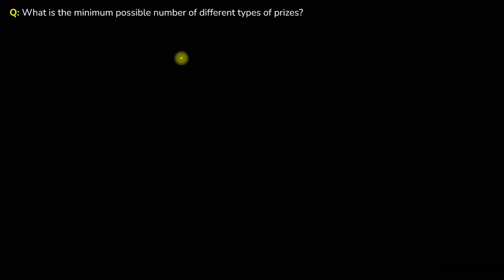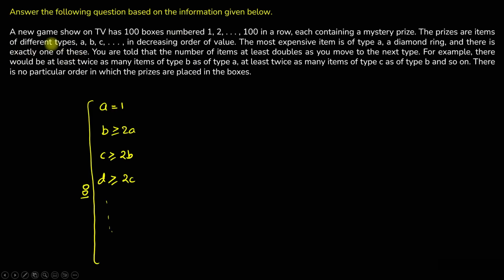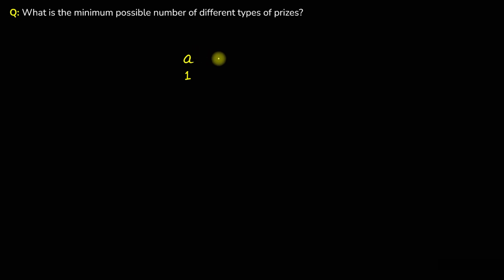The first question is we have to minimize the possible number of different prizes. So to minimize the possible number of different types, we will try to take the maximum possible items of each type. If we want to minimize the number of types, then for every type we take as many prizes or items as possible. So for type A, it's given that there is exactly one of these, so we cannot maximize or minimize this. This is what it is. So we'll need at least one more type.